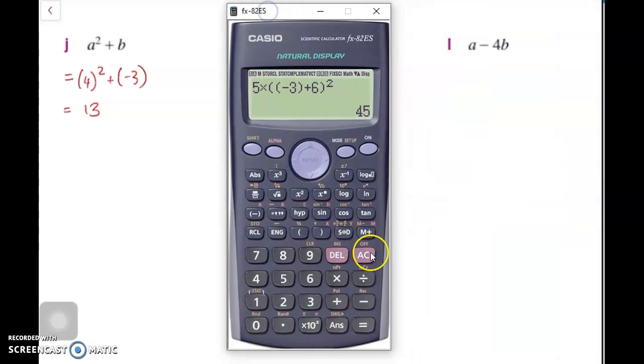And our last question, we have A minus 4B. So we need to put in the times sign between the 4 and the B first, and then substitute. So we have A minus 4 times B, which is negative 3 from our question. Oh, I forgot to replace the A. And A was 4. So that's 4 minus 4 times negative 3, which is 16.